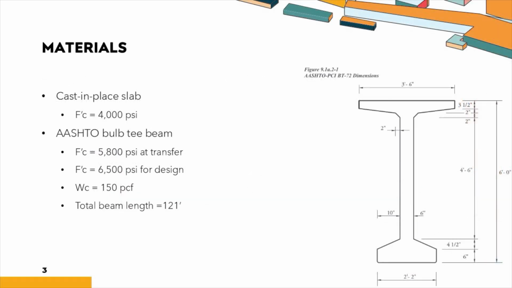The 8-inch deck will be cast in place after all of the beams have been erected. The design strength for the concrete deck will be 4,000 psi. The bulb T will be designed to have a compressive strength of 6,500 psi, but will only be required to have a compressive strength of 5,800 psi when being transferred. The weight of the concrete is going to be the typical 150 pounds per cubic foot. Although the span of the beam is 120 feet, the beam still needs to have ample bearing. The minimum bearing length is 6 inches, therefore making the total beam length 121 feet.